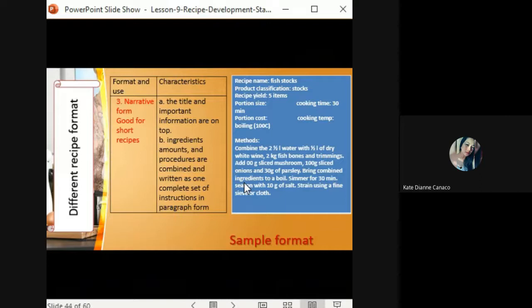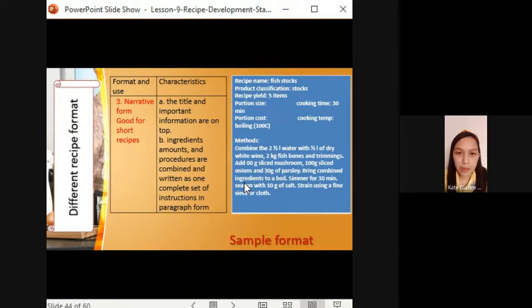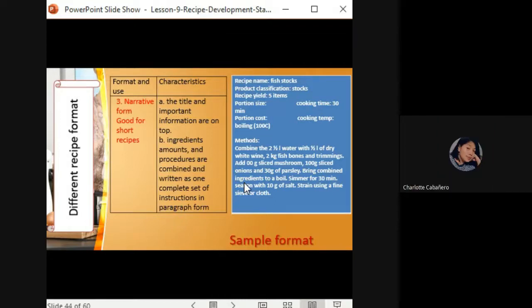Charlotte? Yes, ma'am. Okay, anong prefer mo gamitin sa three forms of format? Number 2, yung table. Bakit gusto mo yon? Parang mas organized siya, ma'am eh. Okay, so kanya-kanyang ano naman yan kung saan kayo komportable.